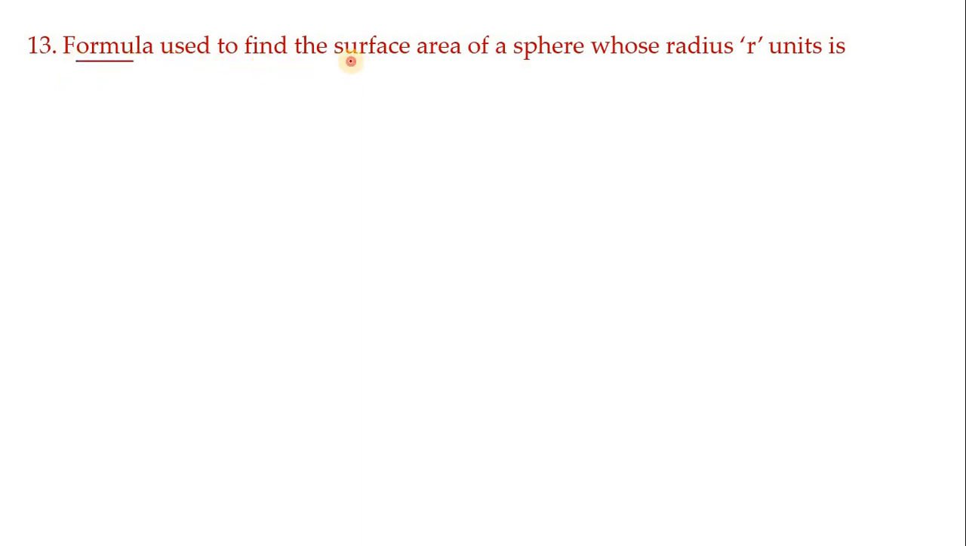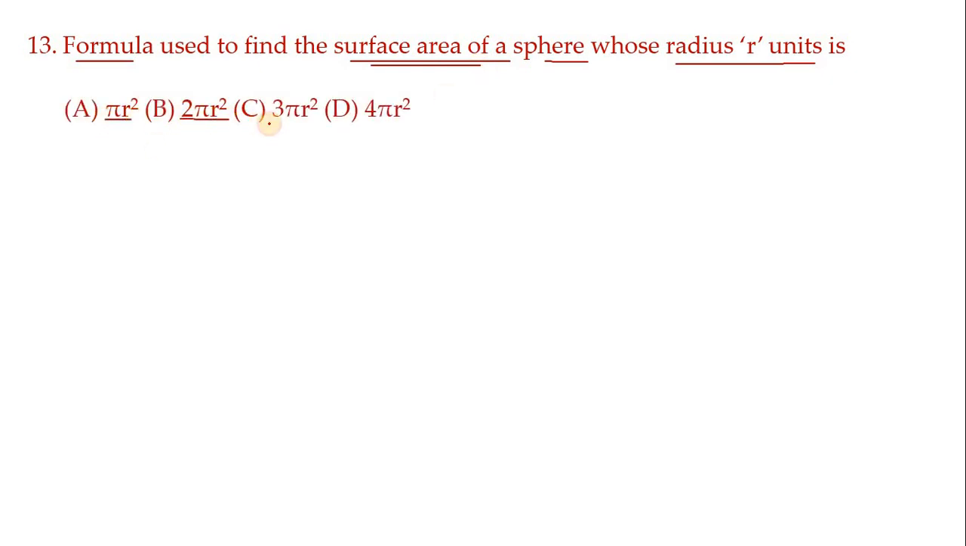Formula used to find surface area of sphere whose radius or units is. So the formula of surface area of sphere. Options are pi r square, 2 pi r square, 3 pi r square, 4 pi r square. So correct option is D, 4 pi r square.